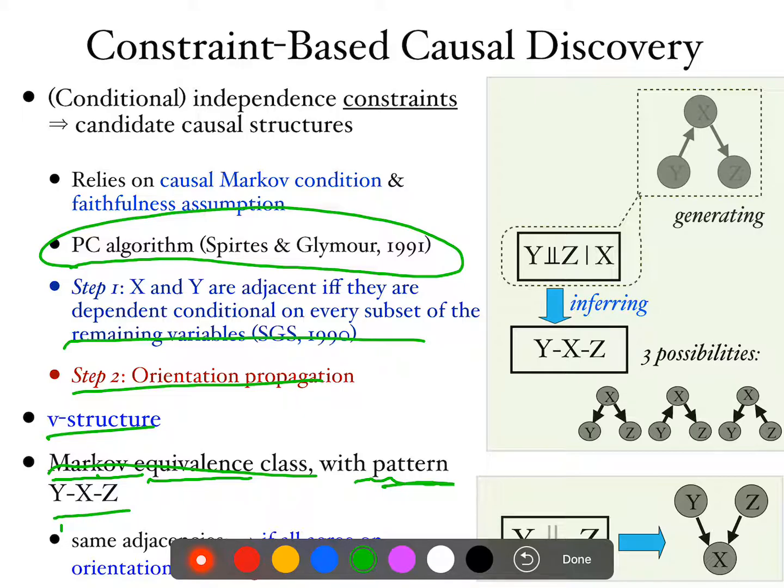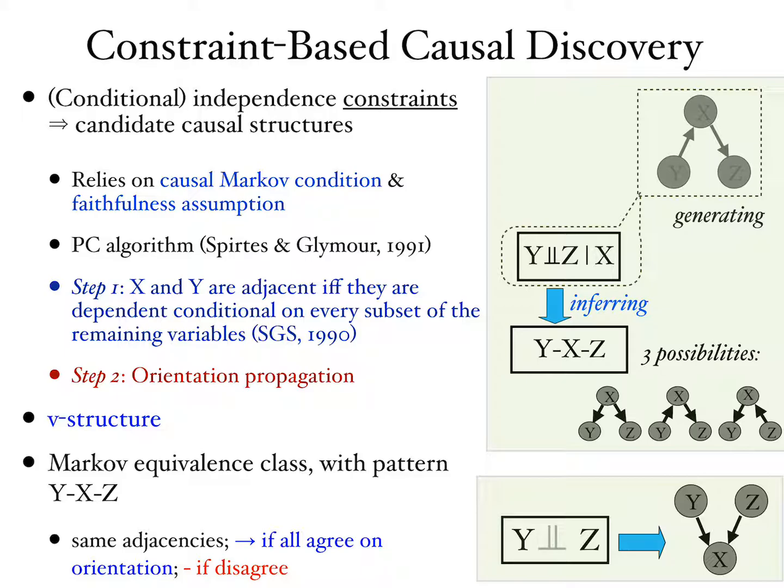Pattern basically looks like a chain graph, but actually some edges are directed and some edges are not directed. Basically, if all DAGs in the solution have the same orientation for the same edge, then you have the edge in the solution. Otherwise, you just use the undirected edge.